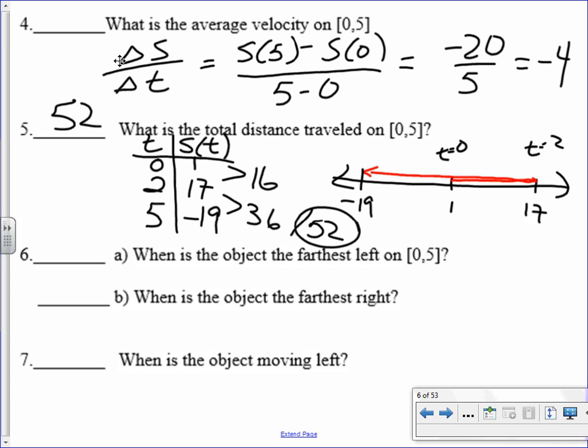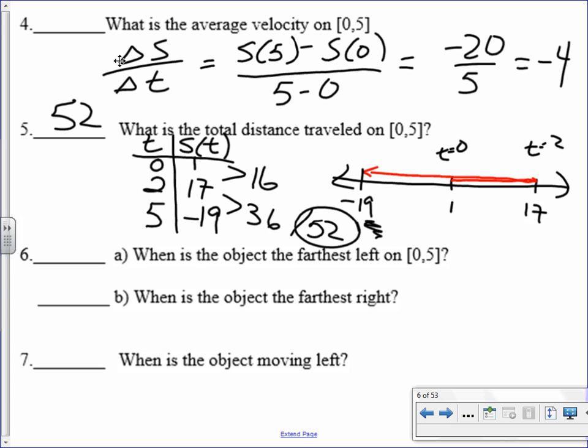You have to find out its position at the beginning, the end, and when it turns around. Now, if an object's moving back and forth, left and right on a number line, it's farthest left at one of these times, either at the beginning, at the end, or when it turns around. So just look at your number line. Which one of those positions is farthest left on the number line? If you look at them, the negative 19 is the position that's farthest left.